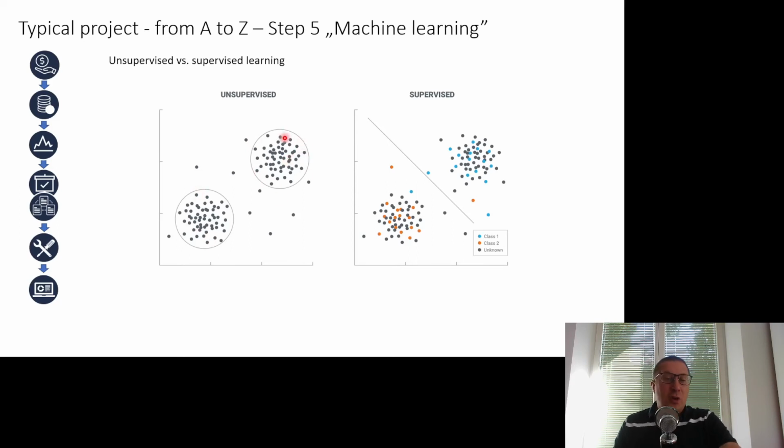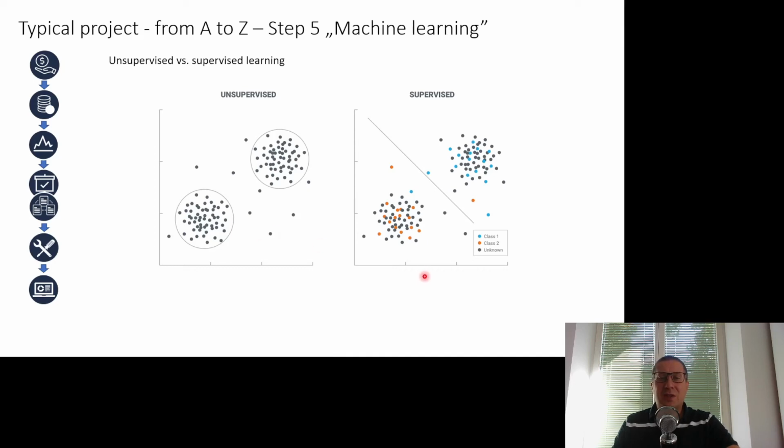We don't know a priori that, for instance, this is a class 1 group, or the group called high unit load, and this group is called low unit load, or this is good operation, this is bad operation. We don't know this. We have just those values.